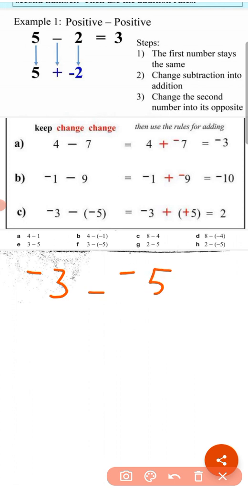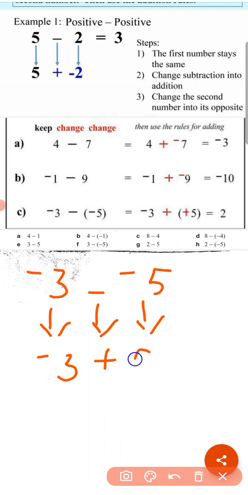Negative 3 minus negative 5. Follow the rule. Keep the same number, negative 3. Change this subtraction to addition. Then the third step is again change: change the sign of negative 5 to positive 5. A number without a sign is considered a positive number.